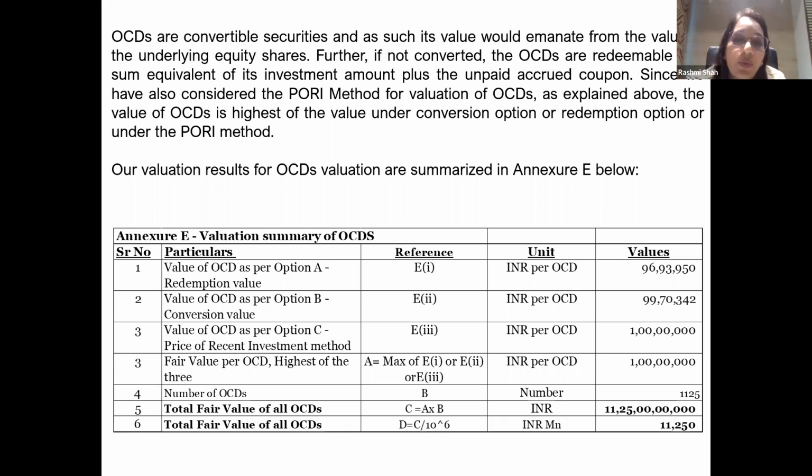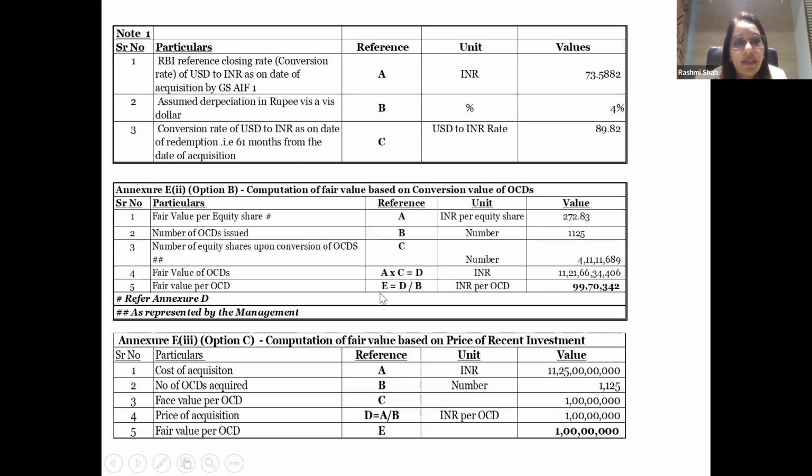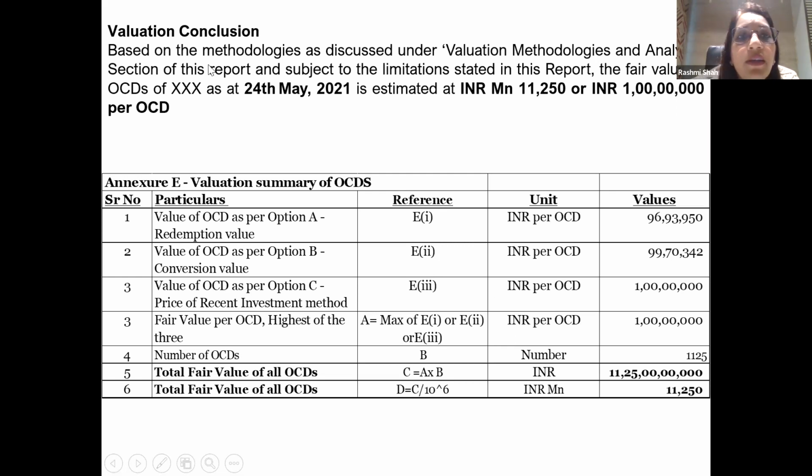This is another way of valuing OCDs when you have various complexities involved in the conversion and redemption scenarios. So higher of conversion or redemption. And if nothing happens, then as per replacement cost, under the Companies Act you have to issue it at a minimum of face value. So this becomes the value of the OCDs. This is just the calculation of how we got there; the complexities are not relevant, but I would like to show you the detailing that can be done to get the value. Based on all the methodologies, we have come to a conclusion that the value is 1 crore per OCD, which is the highest of the values under the various scenarios: the redemption option, the conversion option, and the price of recent investment method.